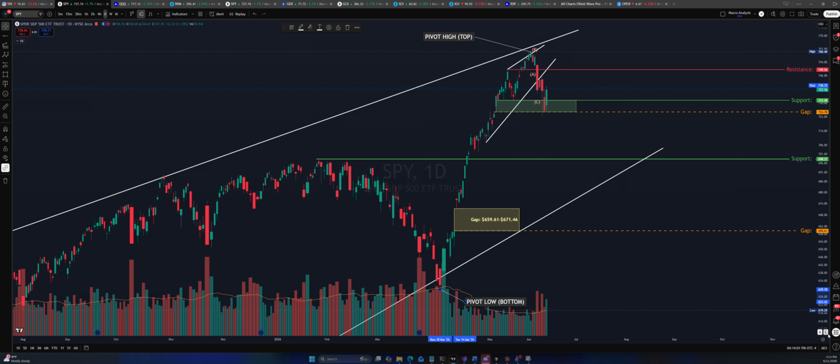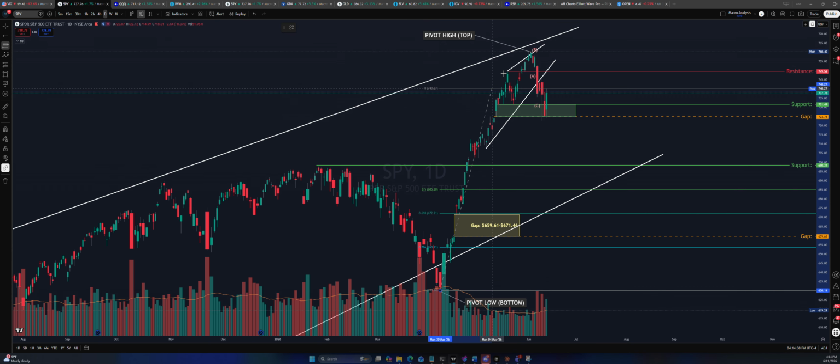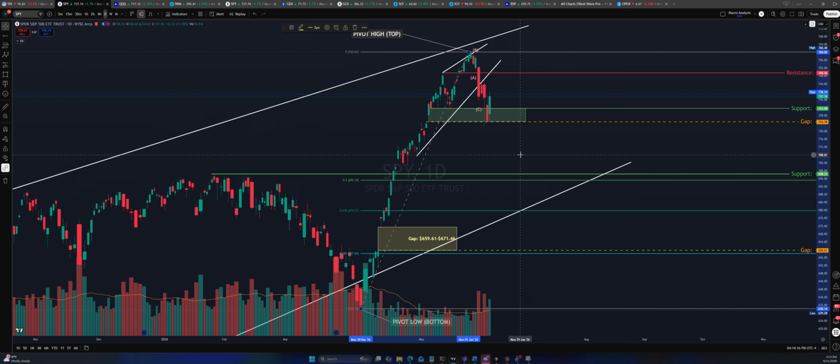In a wave 2, the market tends to pull back to 0.5 or 0.618. SPY has not been doing a perfect 0.5. That's what I'm saying. The market keeps getting bought up very fast, and the pullback is not following through how I want it to follow through.